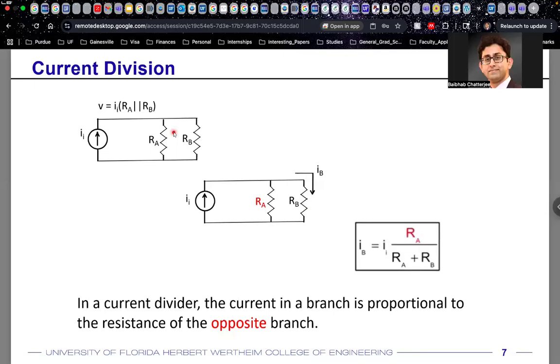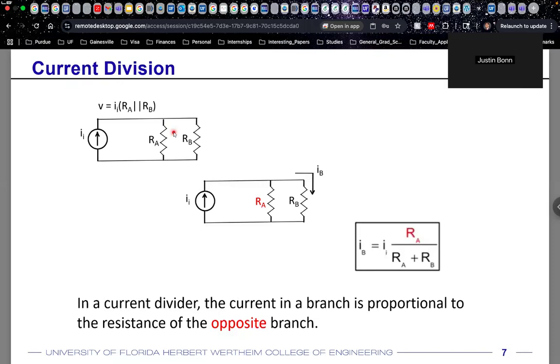On the other hand, when you have parallel resistance, let's say this is your circuit, you have a voltage source over here, and then there is a current source here. What that current does is that it gets divided into two parts, one flows through here, one flows through here. And the amount of current that flows through each of these resistors depends on, or is directly proportional to, the value of the other resistor.